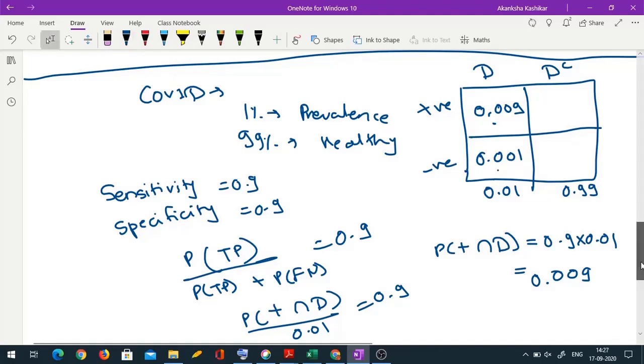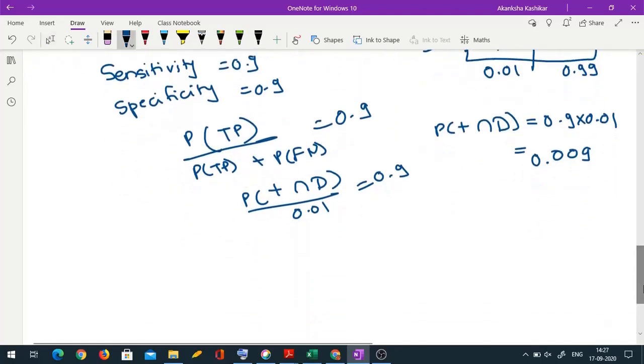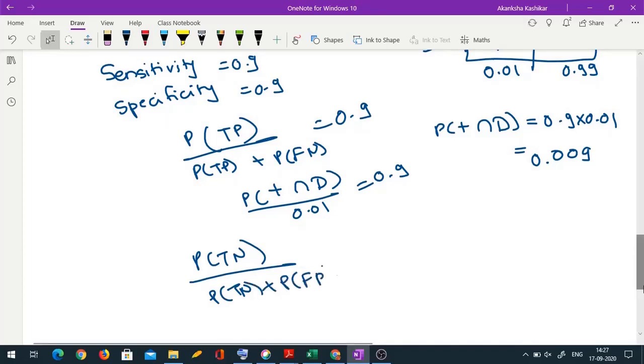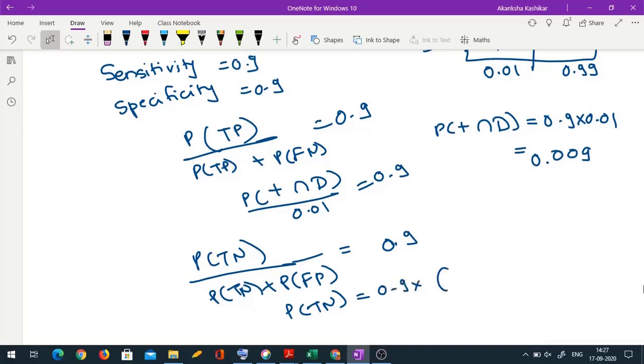Now I also have specificity to be 0.9. Specificity is probability of true negative upon probability of true negative plus probability of false positive, so that is the total negative. This also we are assuming is 0.9. So probability of true negative would be 0.9 into probability of actual negative. Actual negative is 0.99. So by the product I get 0.891.